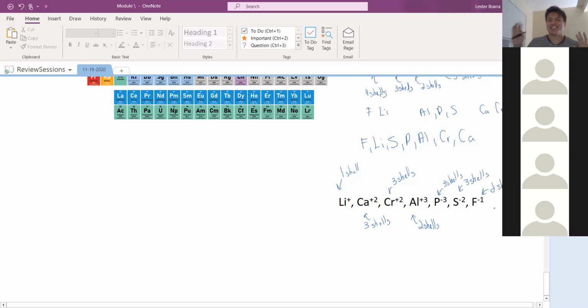So now we're going to put them in terms of the number of shells. So we have lithium plus, by itself. Then we have fluorine -1, with aluminum +3. And then we have calcium +2, and chromium +2, and then phosphorus -3, and then sulfur -3. So that's how we group them together. These 2, and then these 4. Oh, actually, I put it backwards. These 2, and then these 4.